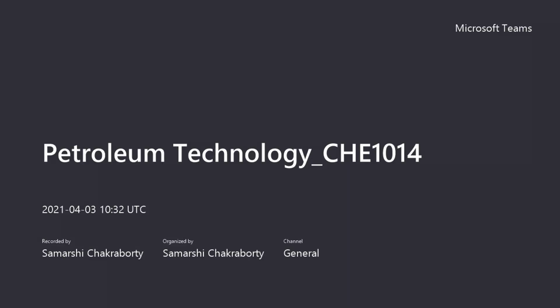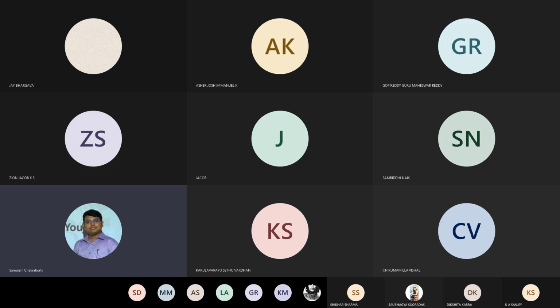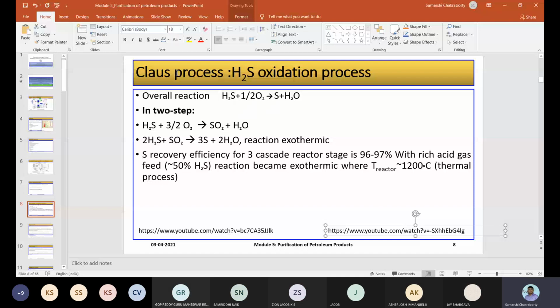Claus process is a method of removing sulfur from your petroleum components. In this Claus process, the flue gas that comes out of my petroleum refinery from the top of the atmospheric distillation column might contain significant amounts of H2S. That H2S you cannot allow to go into the atmosphere, so you want to recover the sulfur.